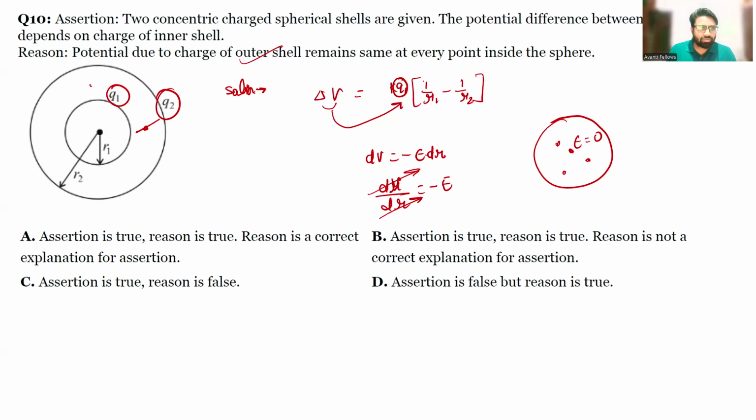Because for the inner surface only, the potential in between the gaps is counted outside of this sphere. Because if you count it on the basis of this charge Q2, the potential is the same everywhere because these points are inside of this bigger shell. So that is why we can say that assertion is true, reason is also true, and reason is a correct explanation for assertion. So option A is the correct one. I hope you got it. Now move on to the next question.